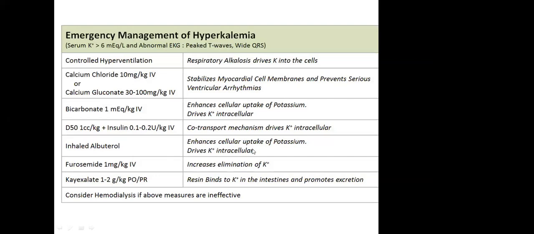Inhaled albuterol is again going to increase potassium uptake by the cell and decrease extracellular potassium. Intracellularly, it will push the potassium. You can give a trial of furosemide, which is a loop diuretic, to increase elimination of potassium, and Kayexalate 1 to 2 gram per kg per rectally to bind. Resin binds to potassium in the intestine and promotes excretion.